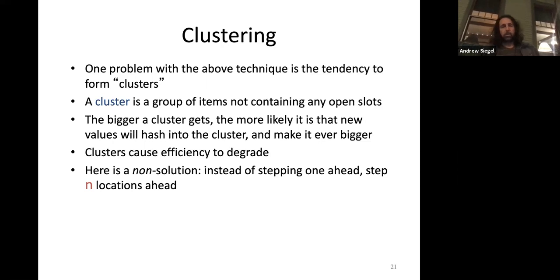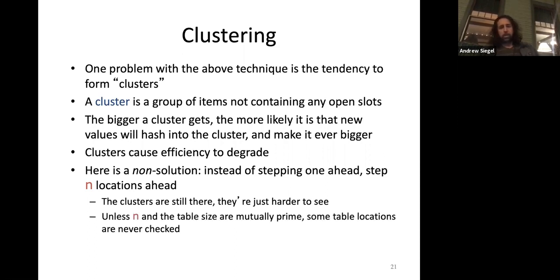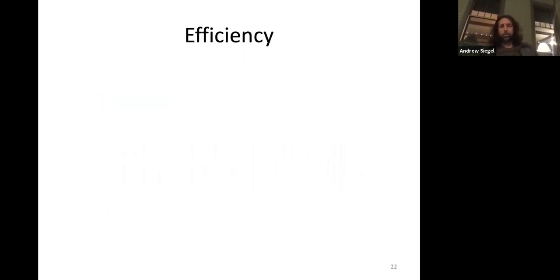There are other modifications people have made to this. Instead of stepping ahead one step, for example, step n locations ahead. Well, I call it a non-solution because the clusters are really still there. You just can't see them visually because they're not next to each other in index space. Unless n and the table size are mutually prime, some table locations will never be checked. So you'll be skipping parts of the table if you do that. It turns out that the clustering makes it not the most efficient approach.